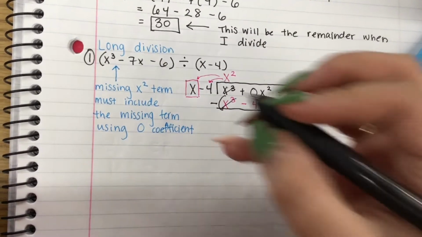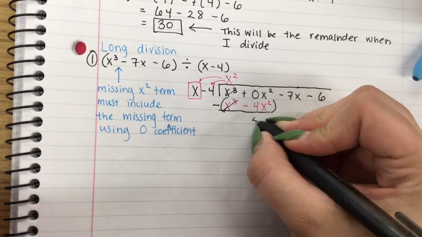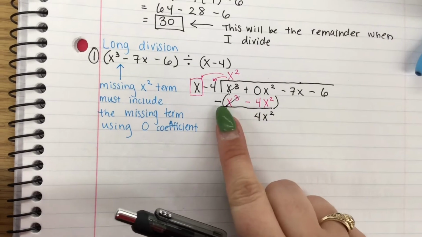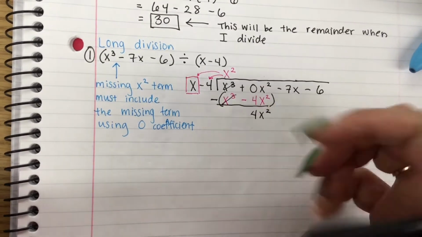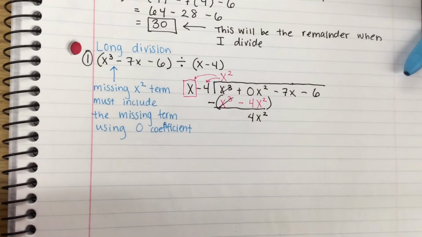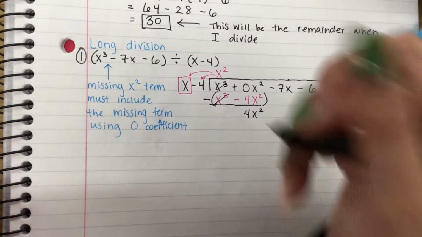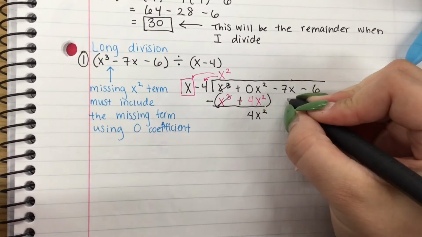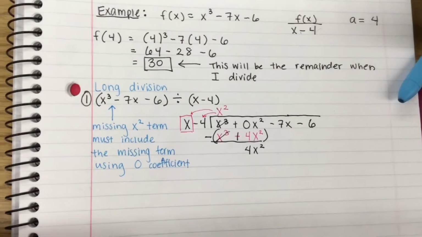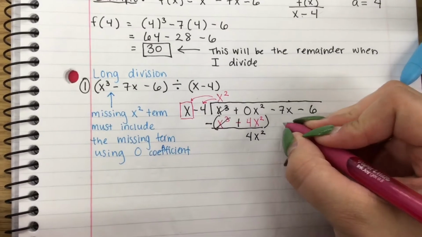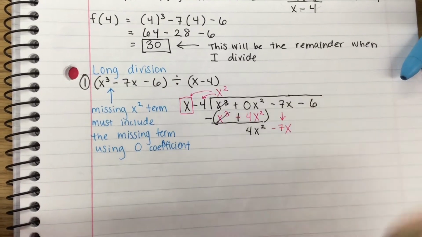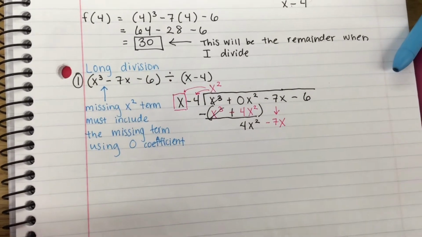x cubed minus x cubed is 0, but then here 0 minus a negative 4x squared needs to change to a positive 4x squared. So here's where I like to use a different color so I can show I'm changing this sign, and it helps me organize combining those like terms. So just like in regular long division, we want to go ahead and bring down the next term. So I'm going to bring down that negative 7x, and I'm going to start this process all over again.